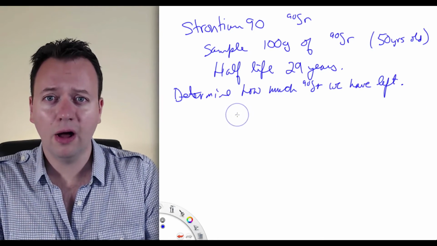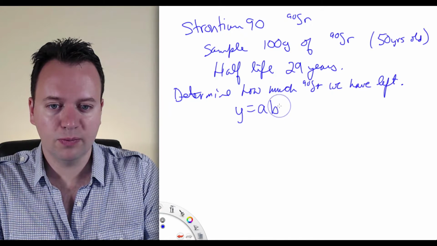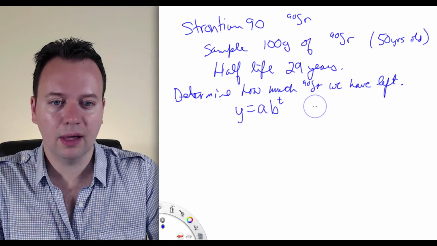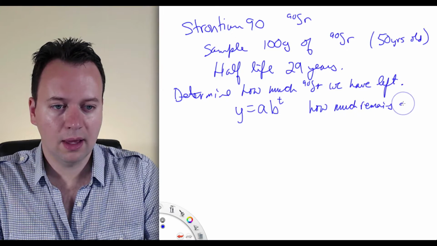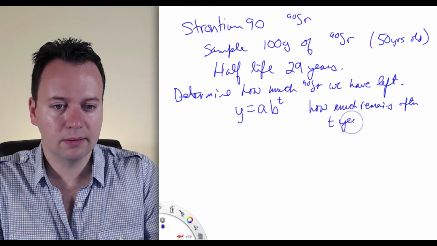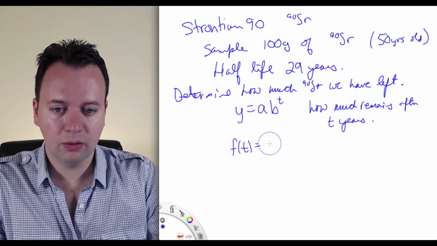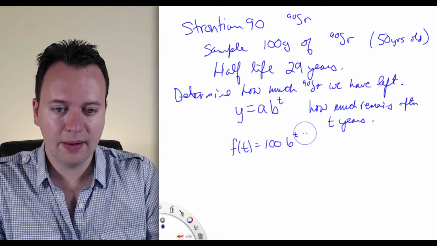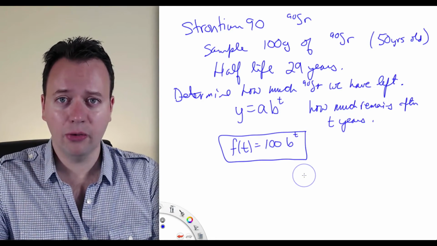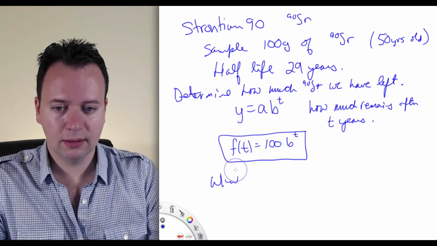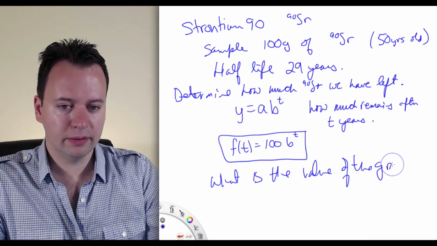Okay, so we want to model this using exponential decay. So we'll have something like y is equal to a times b to the t. This is how much remains after t years. And our initial value is 100. So actually, our f of t will be 100 times b to the t. The only thing we have to figure out is the value of the growth factor. So what is the value of the growth factor?